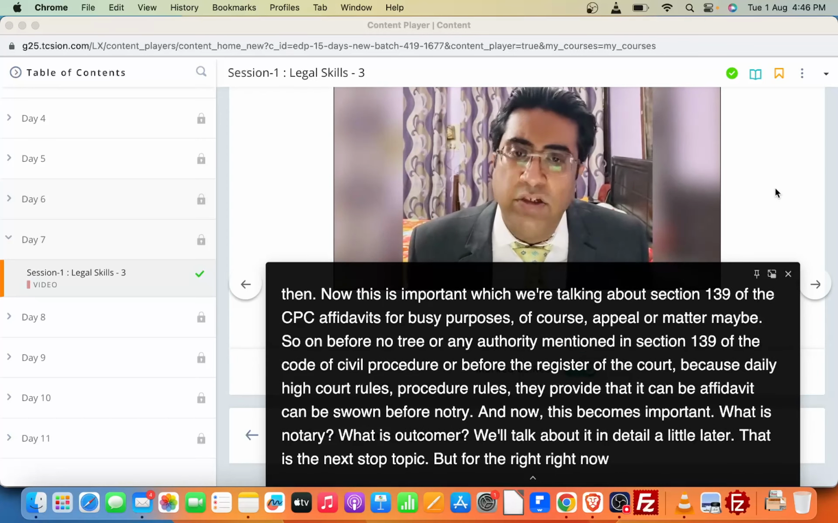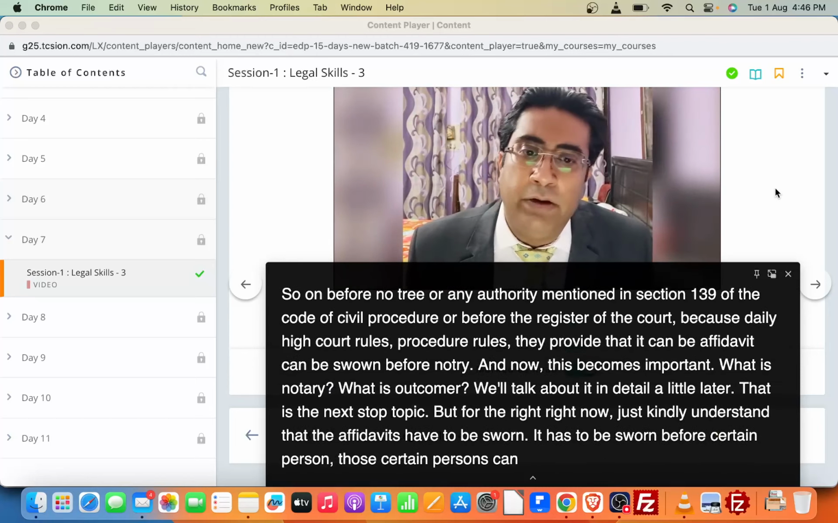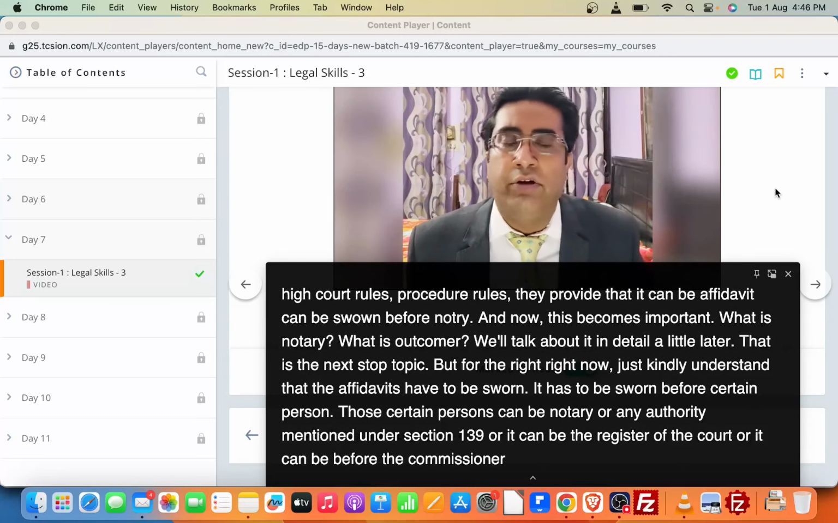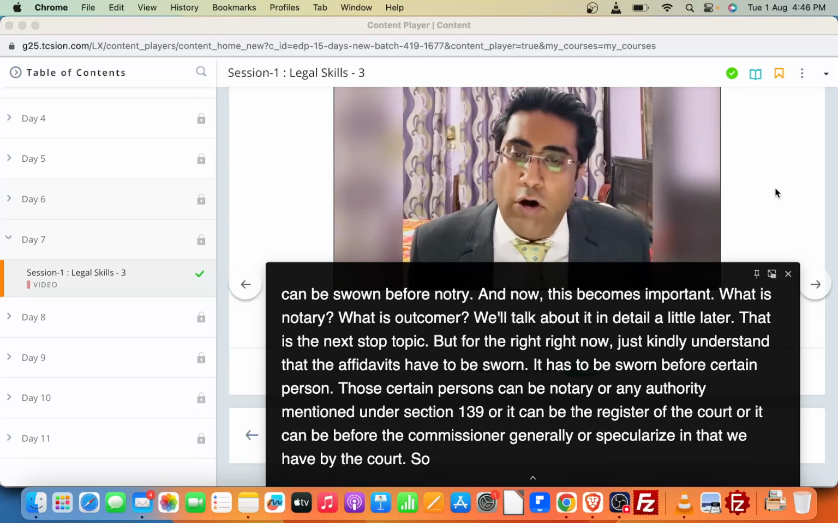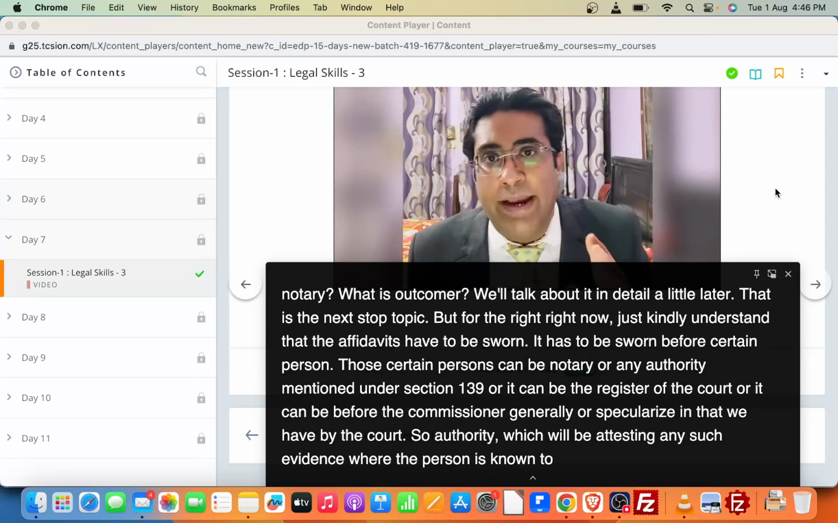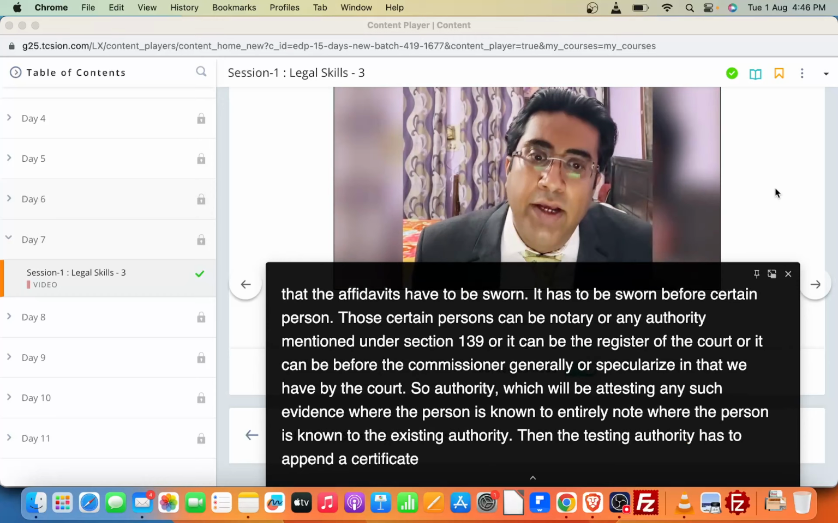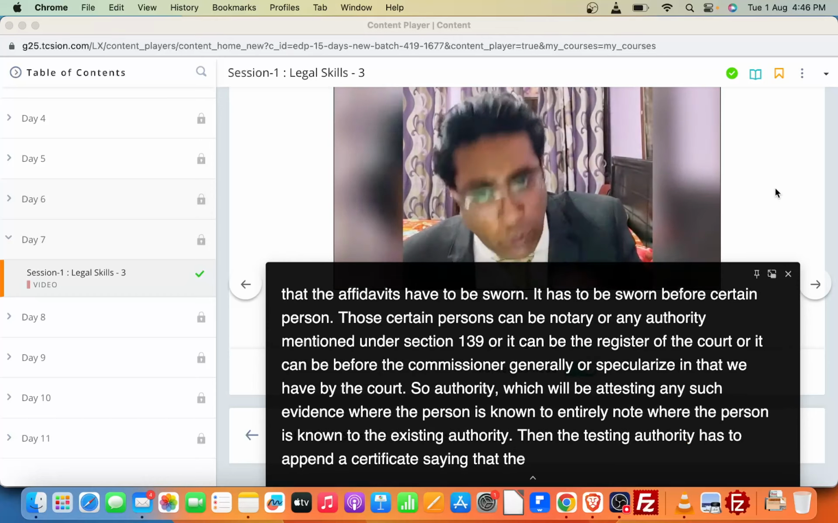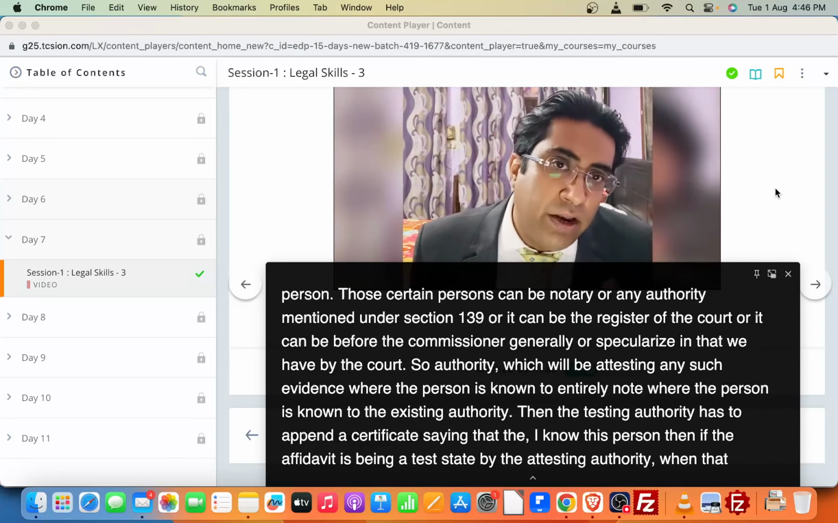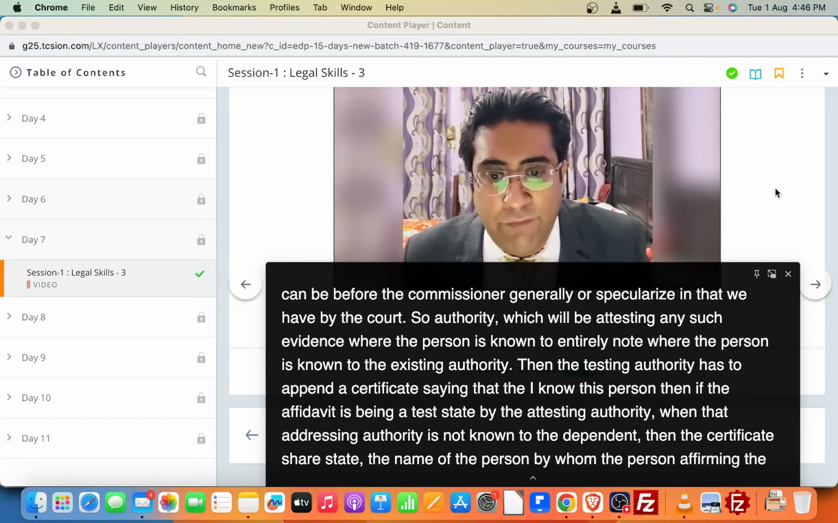But for right now, just kindly understand that affidavits have to be sworn. They have to be sworn before certain persons. Those persons can be a notary or any authority mentioned under Section 139, or the registrar of the court, or the commissioner generally or specially authorized in that behalf by the court. So the authority which will be attesting any such affidavit, where the person is known to him, kindly note, where the person is known to the attesting authority, then the attesting authority has to append a certificate saying that I know this person. Then if the affidavit is being attested by the attesting authority when the deponent is not known to that authority, then the certificate shall state the name of the person by whom the person affirming the affidavit has been identified.